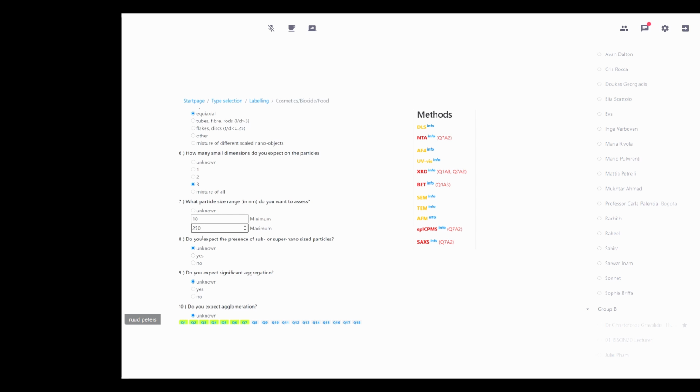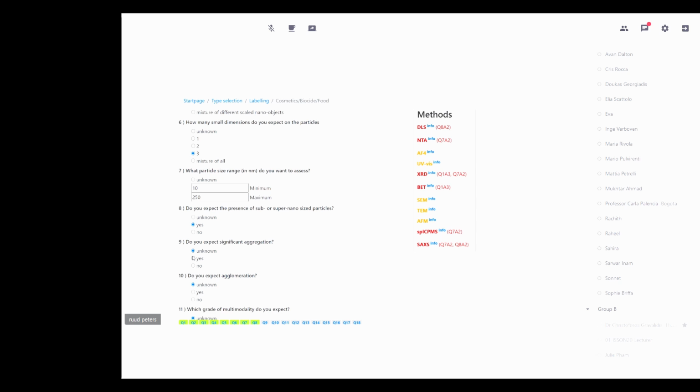Next question is the presence of sub or super nano-sized particles. Do I expect them? Well, actually I do, because I know that there are large zinc oxide particles in there. And there was no mentioning of them being nano, so they probably are bigger. And now you can see that the method for DLS also turns red, because it will have difficulty sizing these materials.